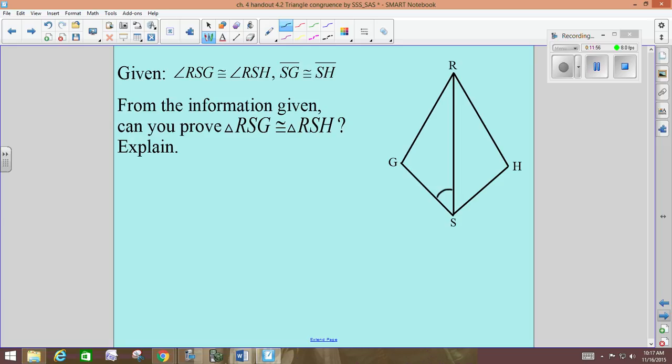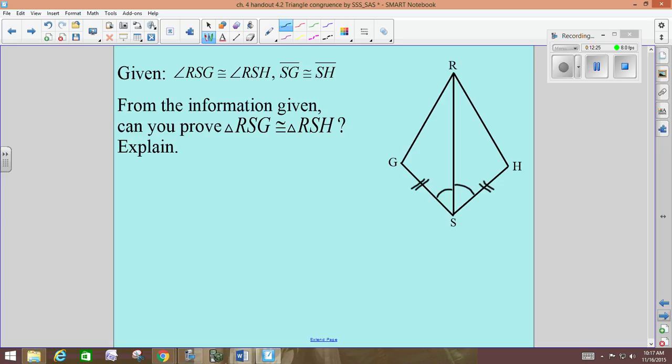RSG, that would be that bottom left side. Remember, it's that middle letter, that's your vertex. Angle RSH is the right side. And then they tell us that SG is congruent to SH. From that given information, can we conclude that triangle RSG, the one on the left, is congruent to triangle RSH, the one on the right?